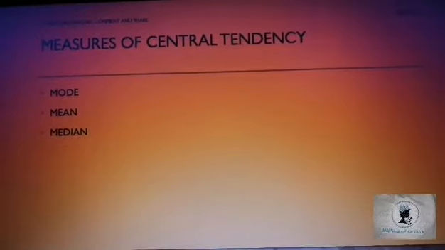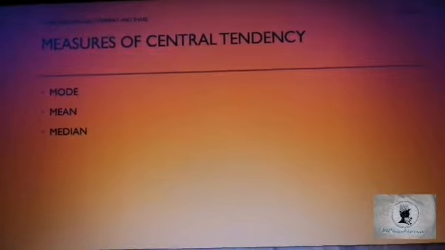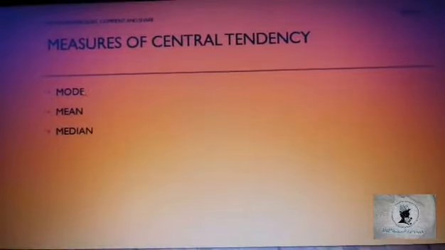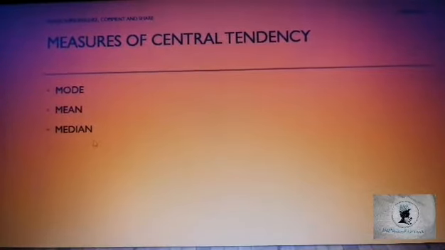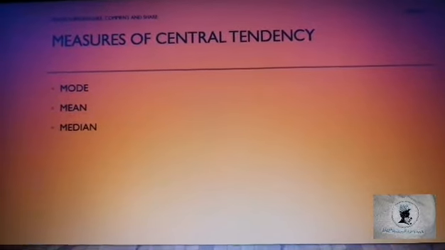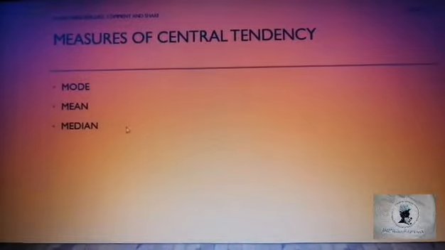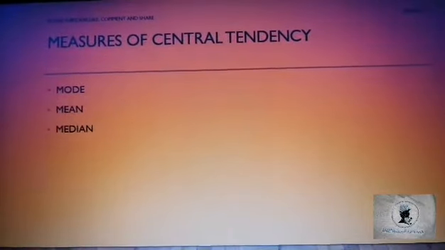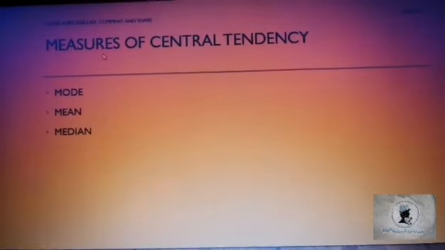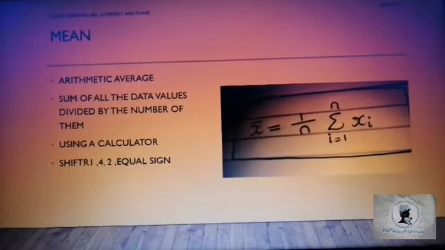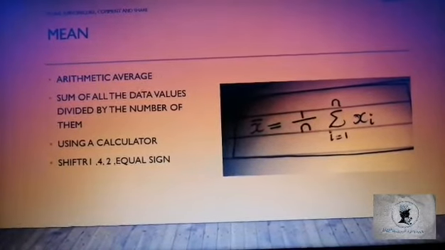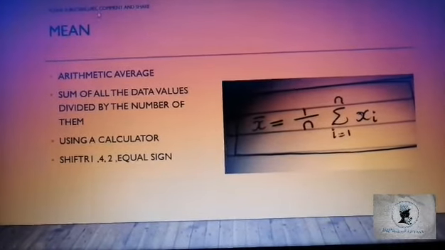Now I'm going to be explaining the measures of central tendency. Under the measures of central tendency, we have the mode, the mean, and the median. I'll be sure to explain each of the following and show you how to obtain them manually and again using a calculator. So guys, the mean is just your arithmetic average. It's the average of the sample basically.